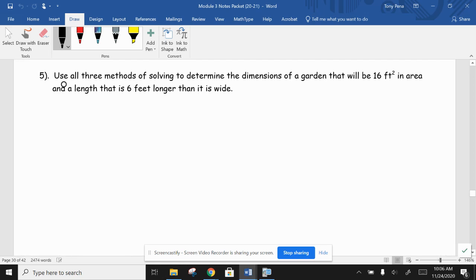All right. So with this one now, it's similar to how we started yesterday. So let's draw in a rectangular garden again. So we'll draw that in over here. And then this time, instead of guessing and checking, we're going to set it up using variables. So when it says use all 3 methods, solve this to determine the dimensions of a garden, that will be 16 feet squared. So the 2 sides better multiply to be 16 feet squared. And then it has a length that is 6 feet longer than it is wide.